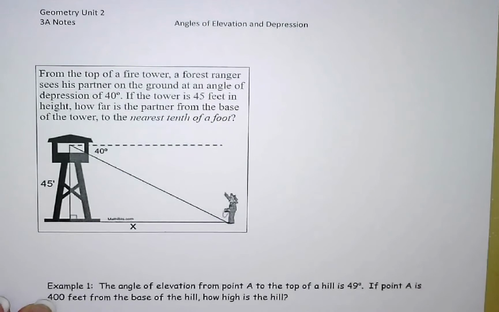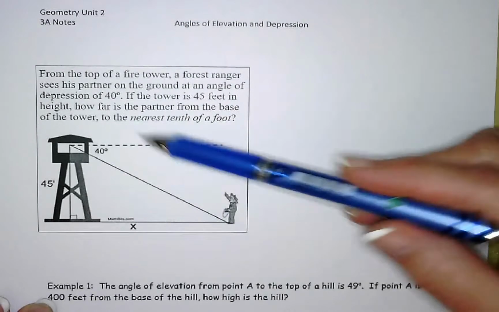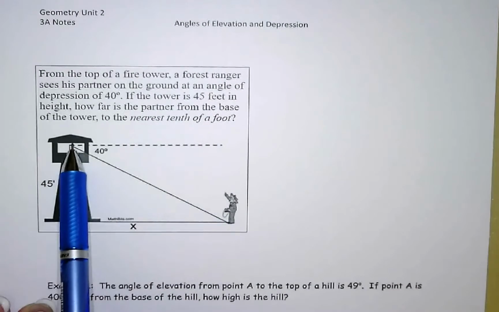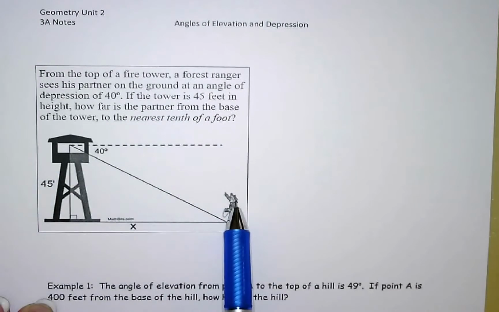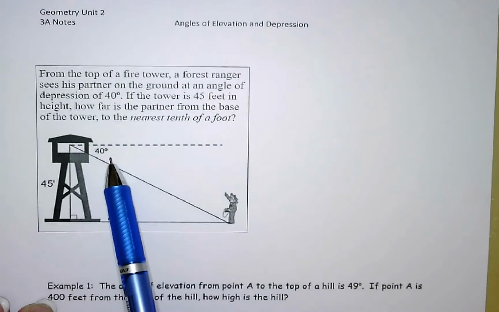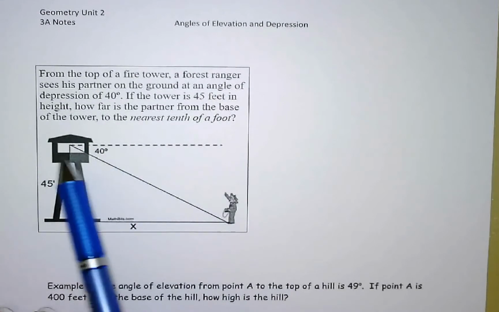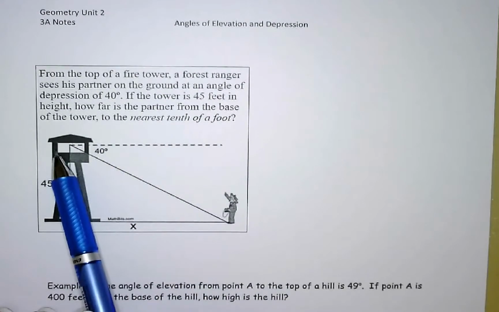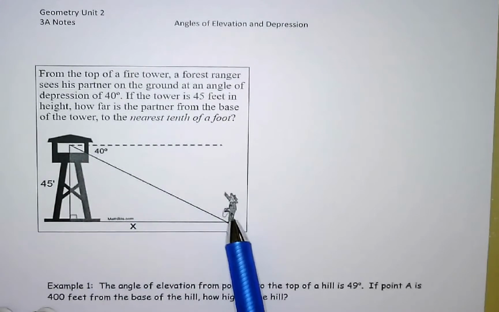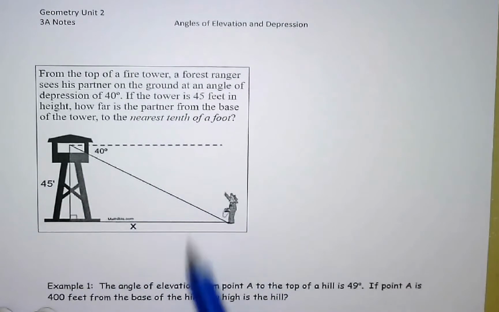So, moving on. Angles of elevation and depression. So they give us the second example with a nice image of it. From the top of a fire tower, a forest ranger sees his partner on the ground at an angle of 40 degrees depression. If the tower is 45 feet in height, how far is the partner from the base of the tower to the nearest tenth of a foot?